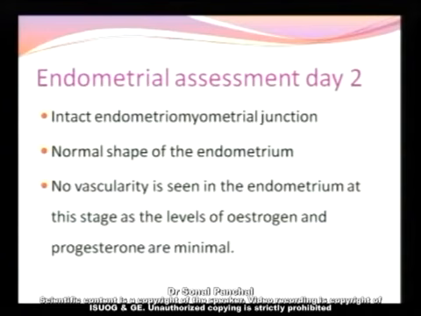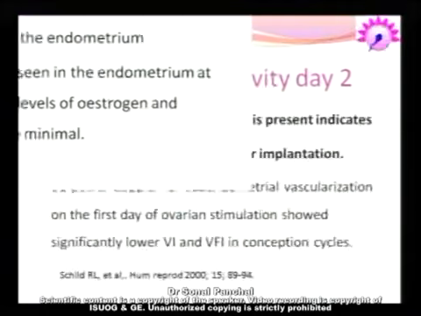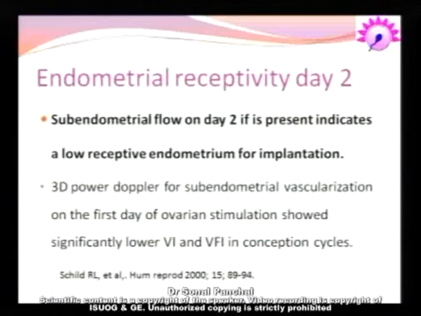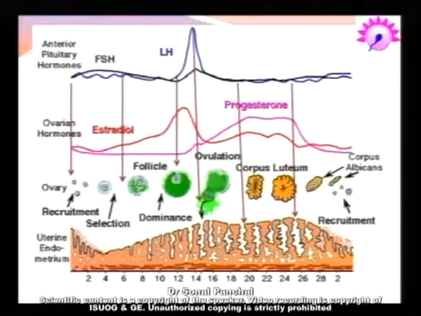of implantation. And there should be no vascularity seen in the endometrium at this stage because estrogen and progesterone are both at minimal levels, which are the hormones responsible for both the follicular and the endometrial vascularity. If at all you find flow in the subendometrium at this stage, that means it's pathological. It is most likely some inflammatory process going on or some invasive process like adenomyosis.